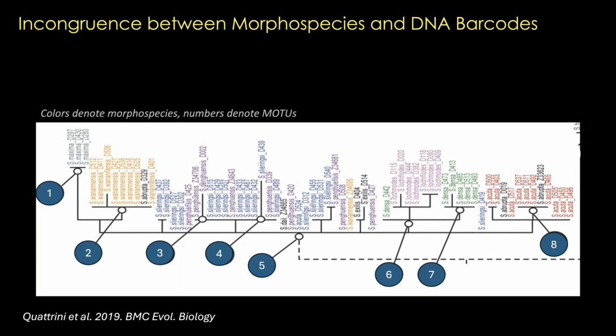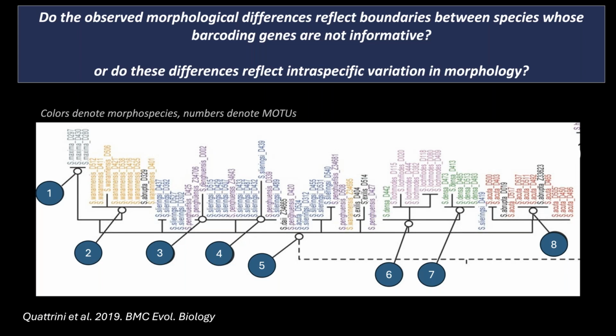And this kind of result, this is just one example, we see often in many different groups, not just within the octocorals, but within stony corals, black corals, and sea anemones. And it really led us to the question of whether the observed morphological differences that we see really reflect boundaries between species whose barcoding genes are not informative. Or do these differences reflect intraspecific variation in morphology? And perhaps this is all just one species. I mean, many of them do occur sympatrically and they occur within a big region. So is it just one species?